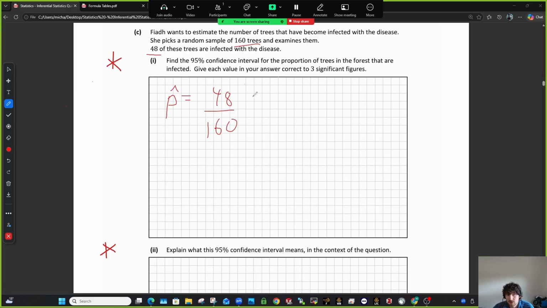So we know what we do here is we go p-hat plus and minus. This is interesting because I want to talk about this down here. So for the proportion of trees, we're going to go p-hat plus and minus 1.96 square root p-hat times 1 minus p-hat over n. And obviously we'll sub in our n being 160 here, and as we know with our interval here, I'll pause the video and sub this in.